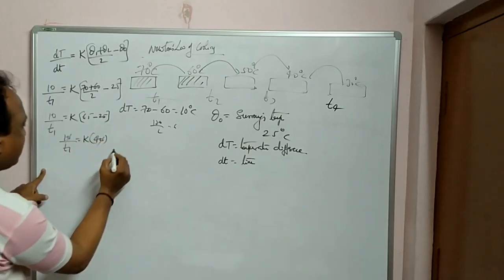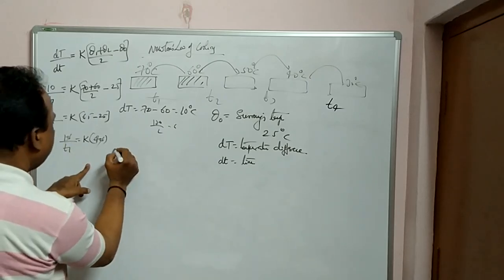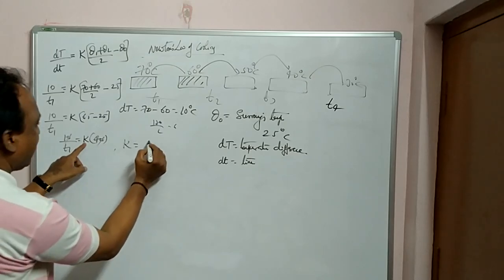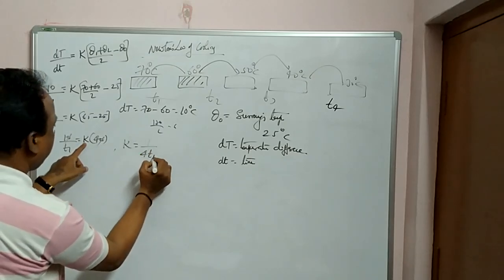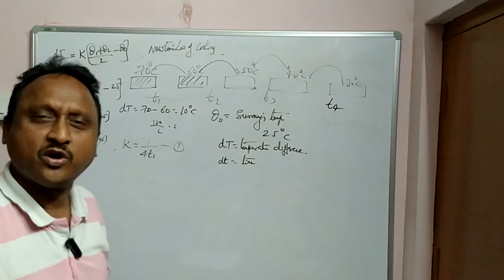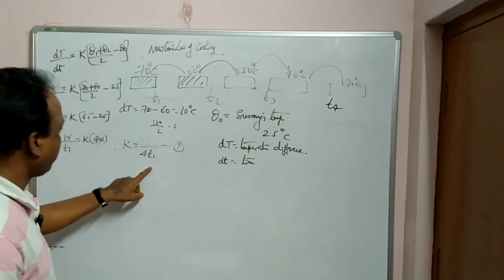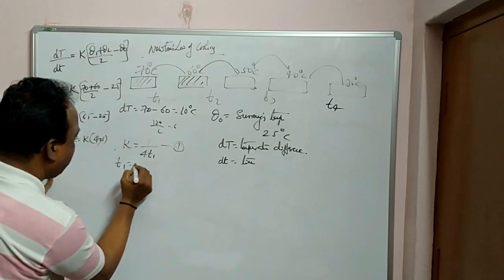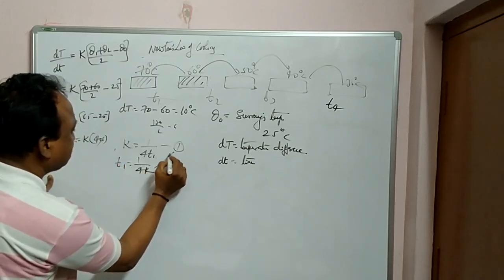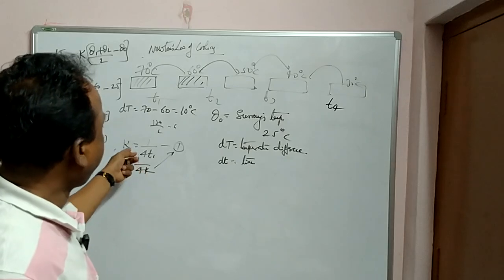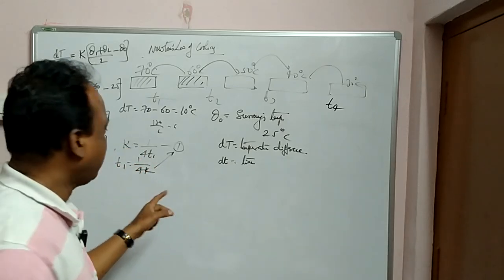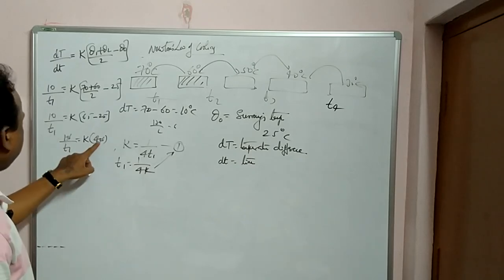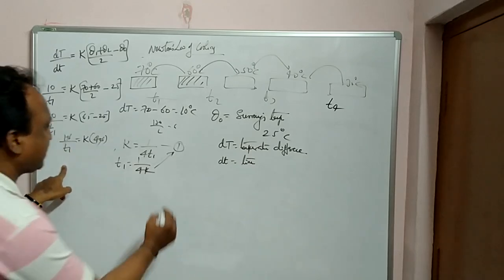The zeros cancel. So finally, what did I get? k is equal to 1 by 4T1. So I got the constant value as 1 by 4T1. Or, if you want T1, it is 1 by 4k. If you have the constant value, you can calculate the T1 value. T1 is 1 by 4k, since the zeros cancelled. This is the first case.